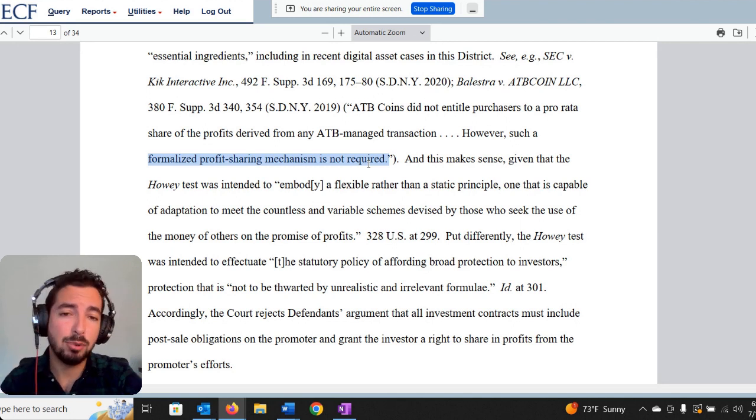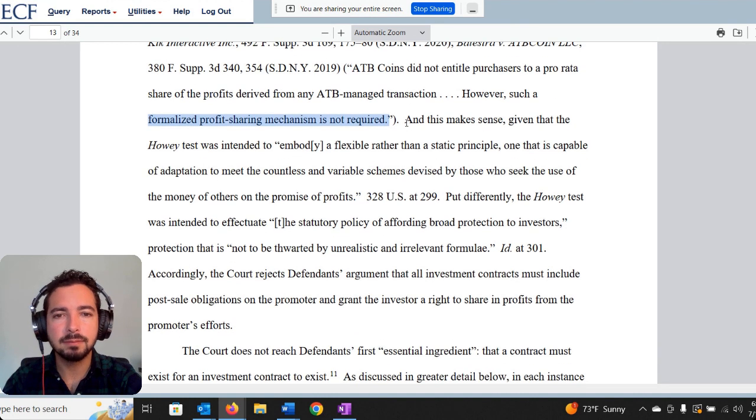And she's saying specifically in that case, the ATB coin case, they said a contract is not required. So in order for Ripple to succeed in this essential ingredients test, the court would have to say that Balestra was wrong, that case was wrongly decided, and she's just not willing to go that far. She says, and this makes sense, given that the Howey test was intended to embody a flexible rather than a static principle, one that is capable of adaptation to meet the countless and variable schemes devised by those who seek the use of money of others on the promise of profit.